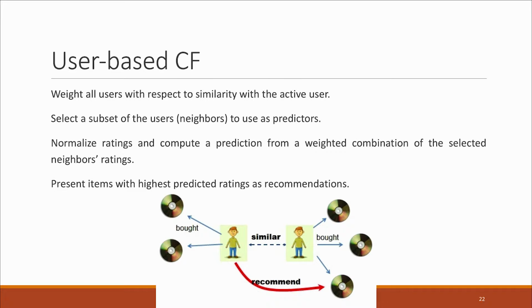In user-based collaborative filtering, we weight all users with respect to their similarity with the active user. We select a subset of those neighbors to use as predictors, and then we take the ratings they have given to other items and normalize them. Essentially we're saying, these are the people that are most closely related to this user. This is how they've rated items which the user has not purchased yet. Let's recommend the most highly rated items on average.